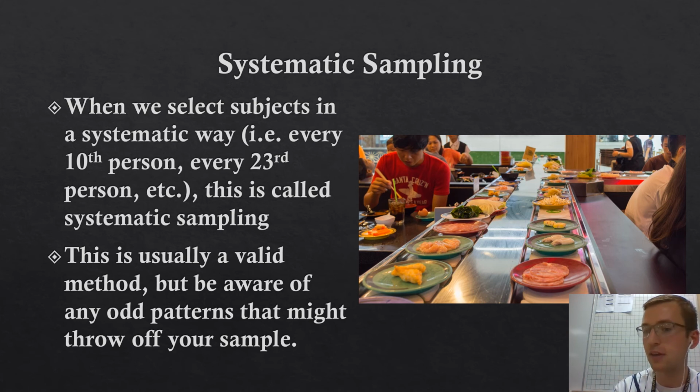Typically, this is a really valid method of sampling, unless there's some quirky pattern that we didn't really expect to have happen. If we're talking about the student body, lining them up in alphabetical order, that probably wouldn't be an issue. But if there's some sort of defect in every 10th product or anything we're talking about, it could get you into a little bit of trouble.